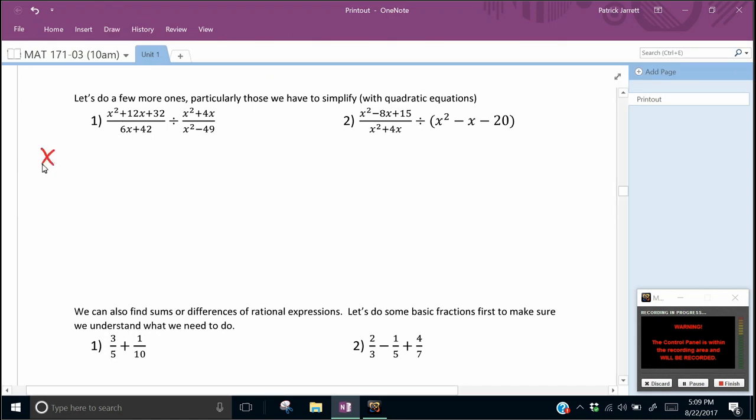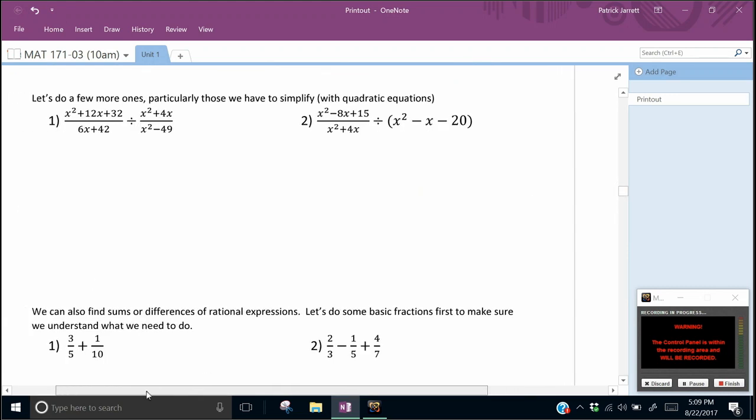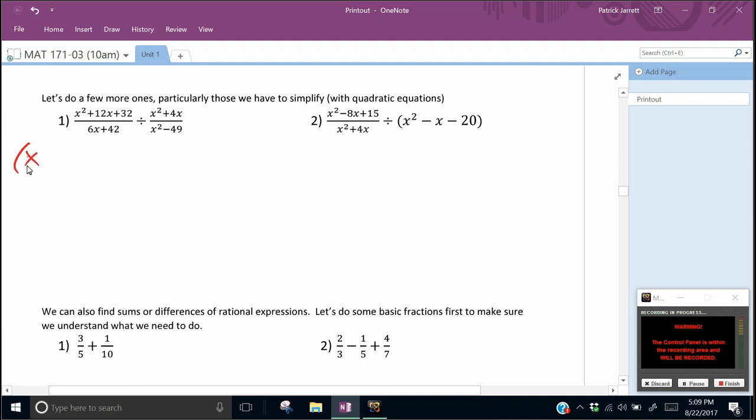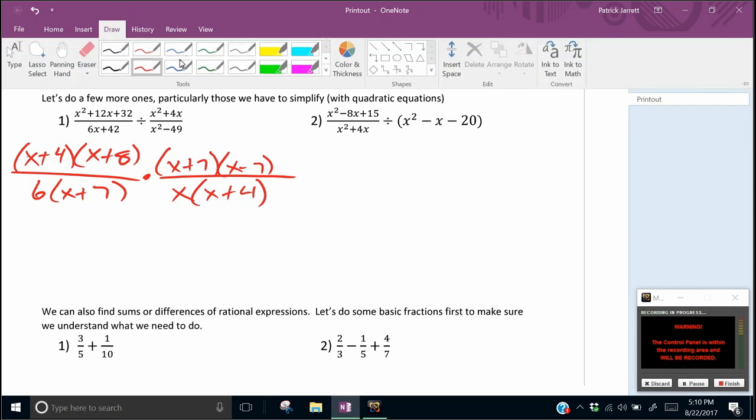But x squared plus 12x, time out. I'm actually going to rewrite that as a factored quadratic. So I'll have x plus 4 times x plus 8 here, multiplied by 6 times x plus 7. Now, instead of dividing, we're going to multiply. X squared minus 49 is going to become x plus 7, x minus 7. X squared plus 4x will become x times x plus 4.